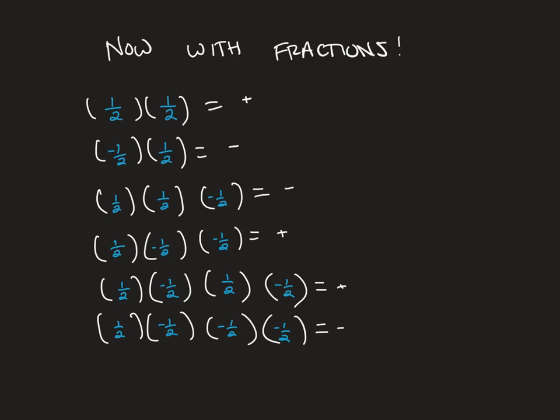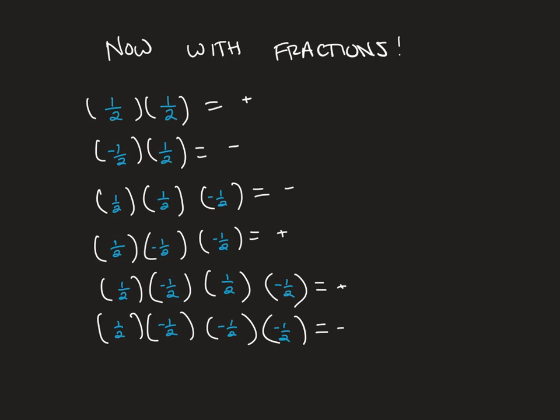You should have the results will be positive, negative, negative, positive, positive, and negative in that order. Notice in the first one, we only have positive numbers, so the result will be positive. In the second one, we have an odd number of negatives, so the result will be negative, and we use that same pattern throughout. In the third example, there's one negative, so it's going to be negative.